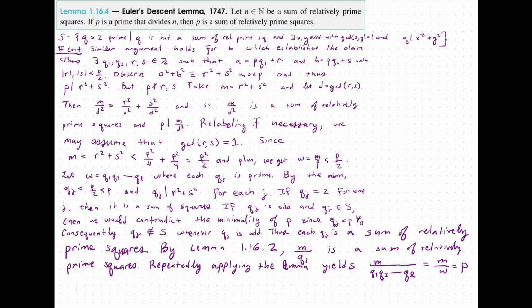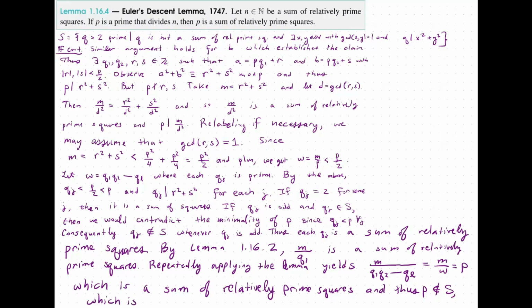And so P is now a sum of relatively prime squares. And thus, P cannot be in S, which is a contradiction. So we have finally finished off the descent lemma.